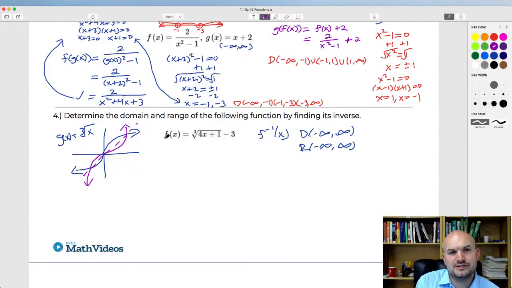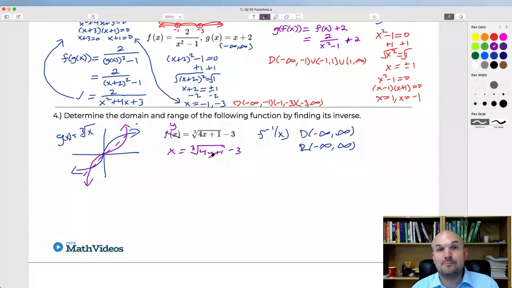So the first thing we're going to want to do here is replace the f of x with y. It just makes our math a little bit simpler. And then we're going to replace the x and the y. So therefore I'll have x equals the cube root of 4y plus 1 minus 3. And now basically I'm going to use inverse operations to solve for y. So you can see that I have my cube root function here, and I have a y inside of the cube root.